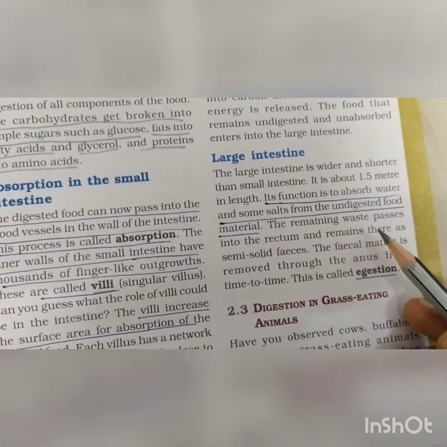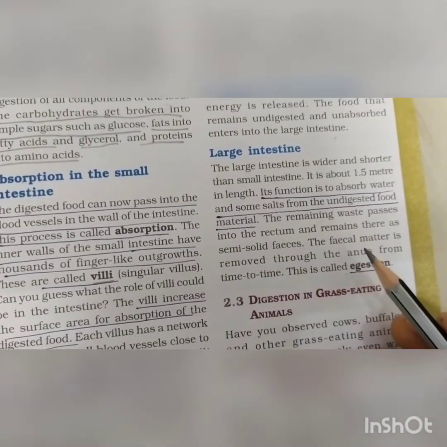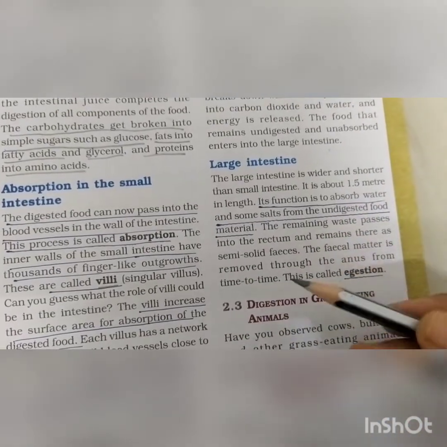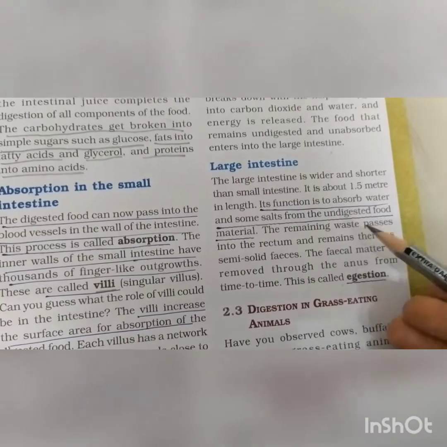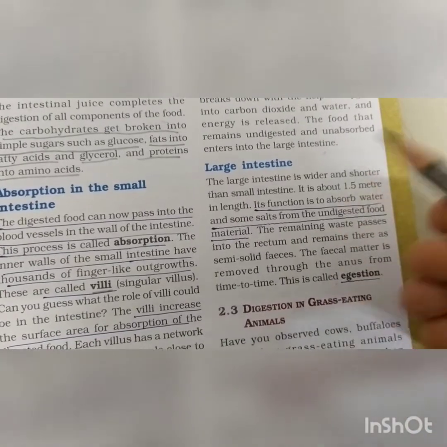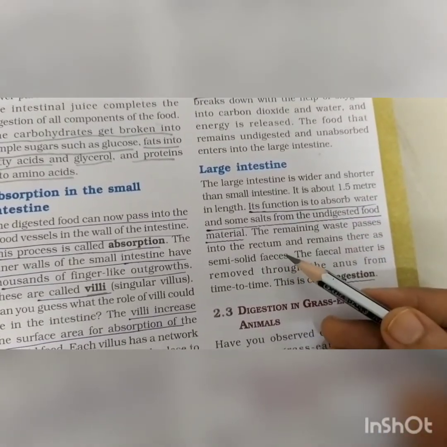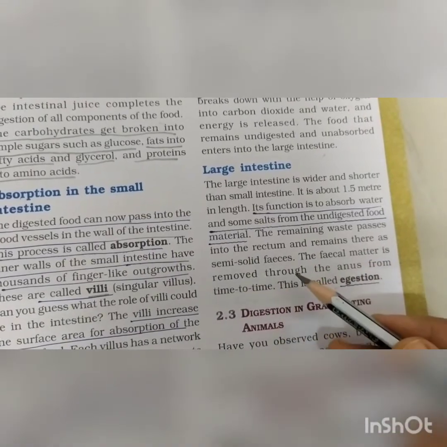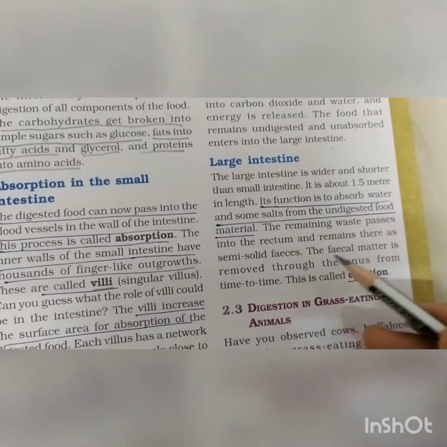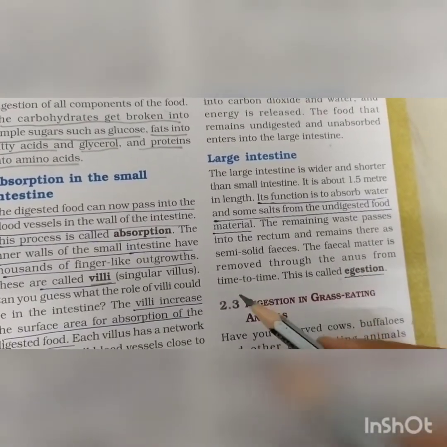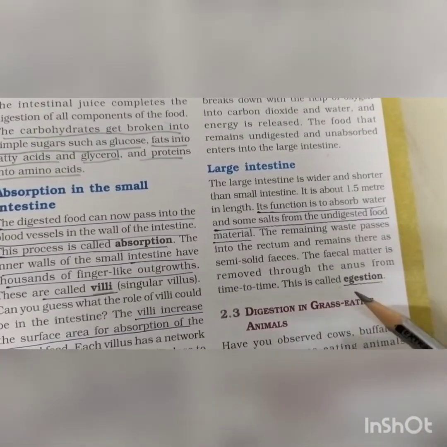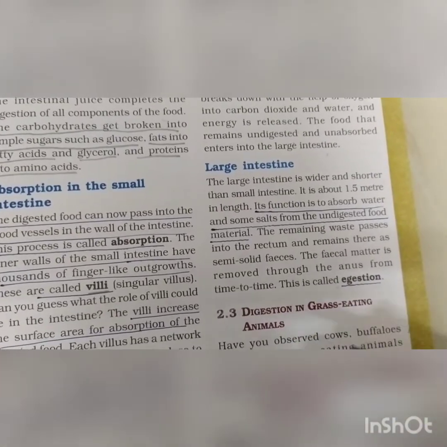Then the remaining waste passes into the rectum and remains there as semi-solid feces. The remaining waste after the absorption of water and some salt from the undigested food material passes into the next compartment, that is the rectum, and remains there as semi-solid feces. Feces means the expelled waste. Then the fecal matter is removed through the anus from time to time. This is called egestion. Egestion is the process by which the fecal matter is removed through the anus.